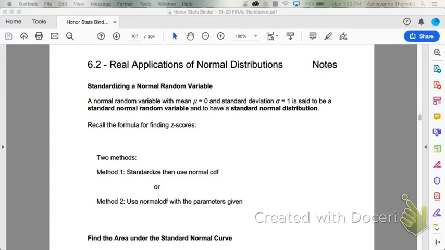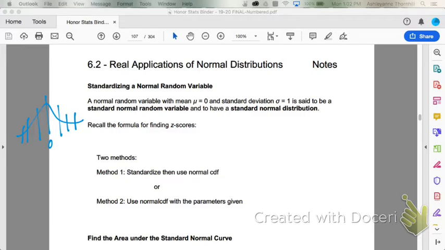Yeah, so it looks like that. The mean is always 0, and the standard deviation was always what? 1. That's a standard normal distribution. And so along with that would be z-scores and such.